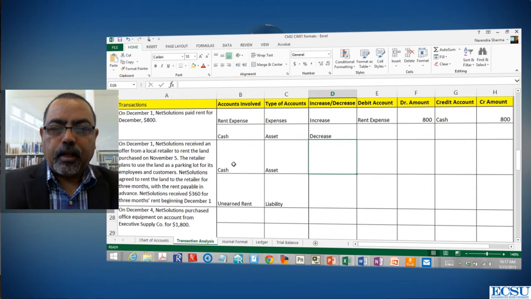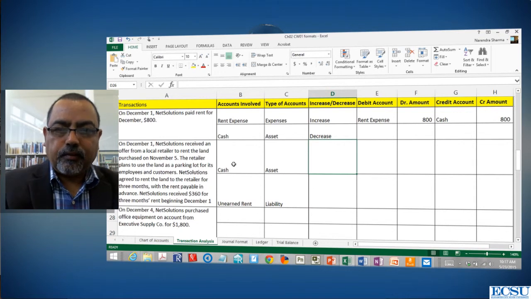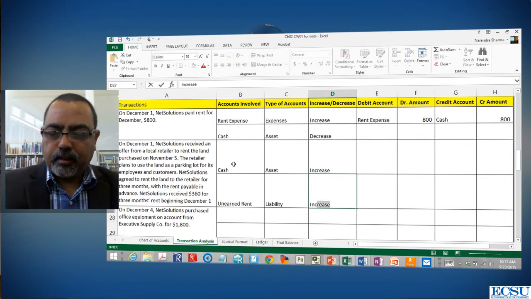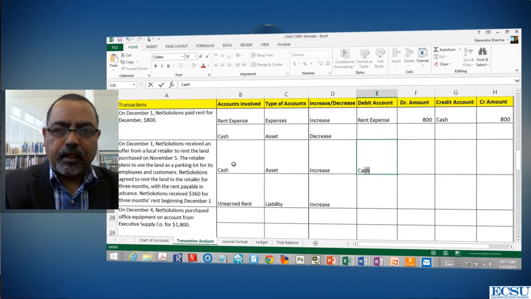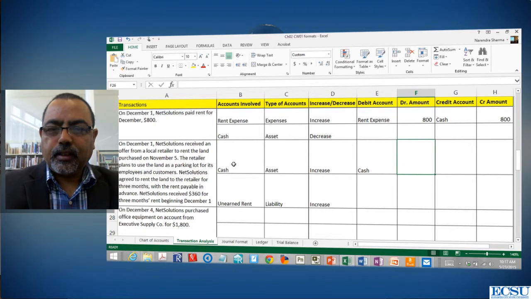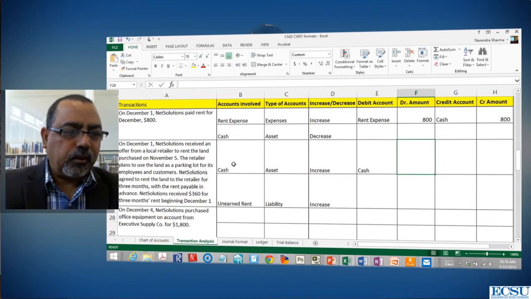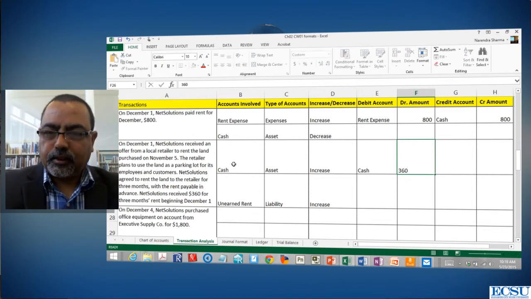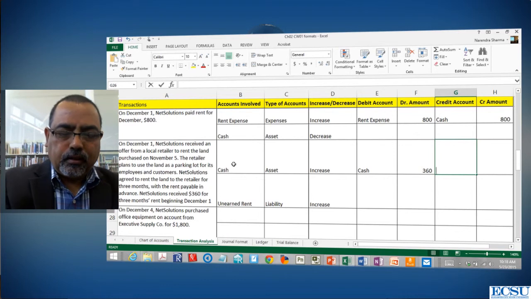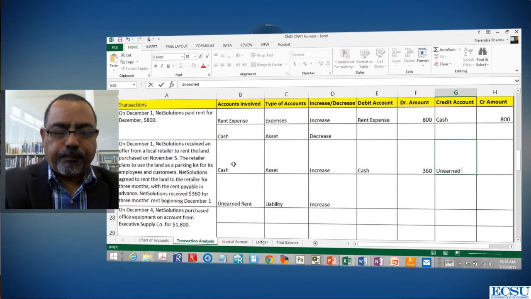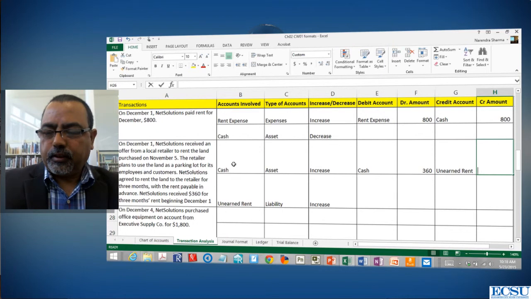Okay, now cash, you are receiving it, so therefore it is increasing, and unearned rent also increased because I didn't have any unearned rent so far. Now what should I debit? I should debit cash. Why? Because it is increasing and it is an asset. Out of the two, we'll have to always look for which one is to be debited and which one should be credited. So this is 360, and unearned rent would be credited with 360 as well.